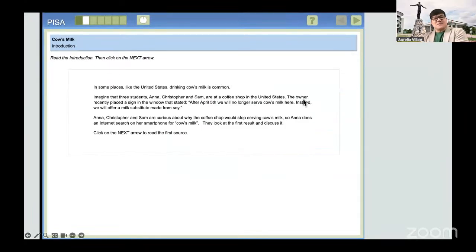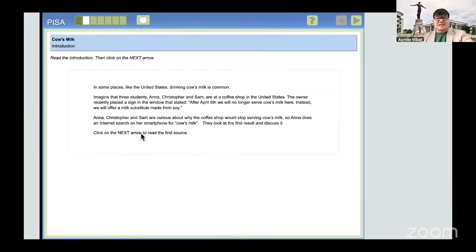Cow's milk. So, common siya. All tests on PISA for reading comprehension give you a context. In some places like the United States, drinking cow's milk is common. Imagine there are three students, Anna, Christopher, and Sam, at a coffee shop in the United States. The owner recently placed a sign in the window stating, after April 5th, we will no longer serve cow's milk here. Instead, we will offer a milk substitute made from soy. Anna, Christopher, and Sam are curious why the coffee shop would stop serving cow's milk.